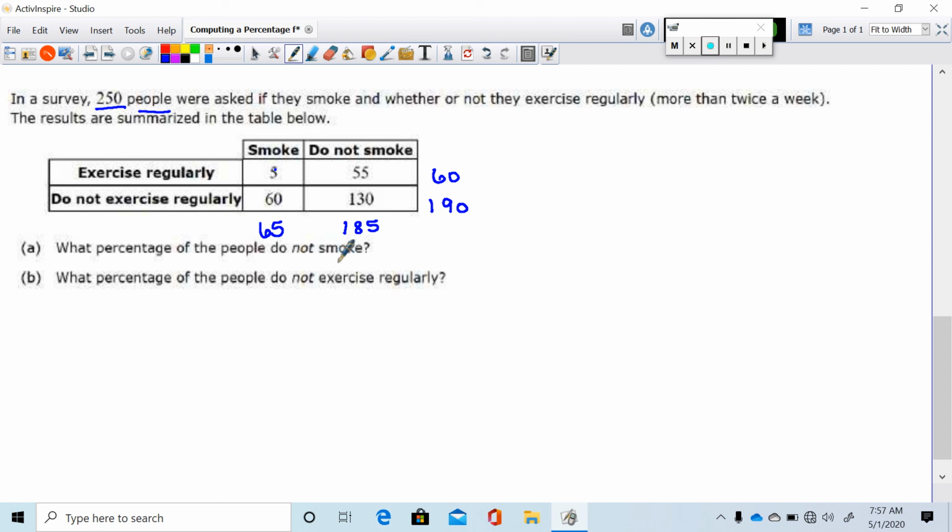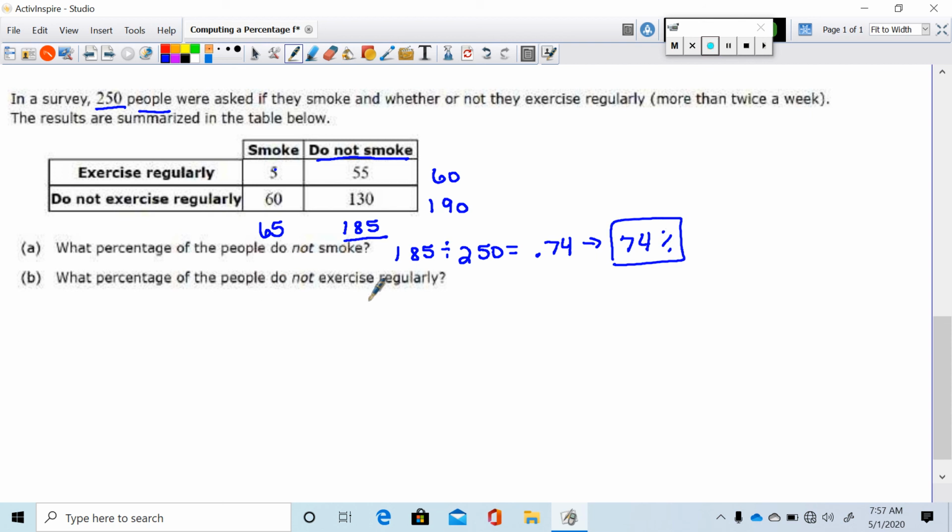Okay, what percentage of the people do not smoke? So do not smoke is 185 divided by how many people you surveyed, 250. 185 divided by 250 is 0.74. To change it to a percentage, you want two numbers after your decimal, so that's 74%.